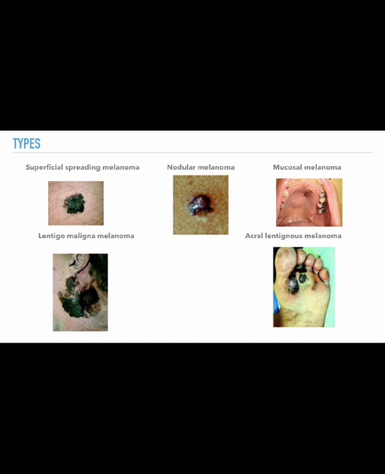And nodular melanomas are usually nodules of pinkish or bluish-black color. Lentigo maligna melanoma usually occurs in old age people and people exposed to sun radiation. Acral lentiginous melanoma occurs on palms, soles, and toes of the feet. And mucosal melanoma is not very common, and it is a very serious form of melanoma that occurs in mucosal regions.